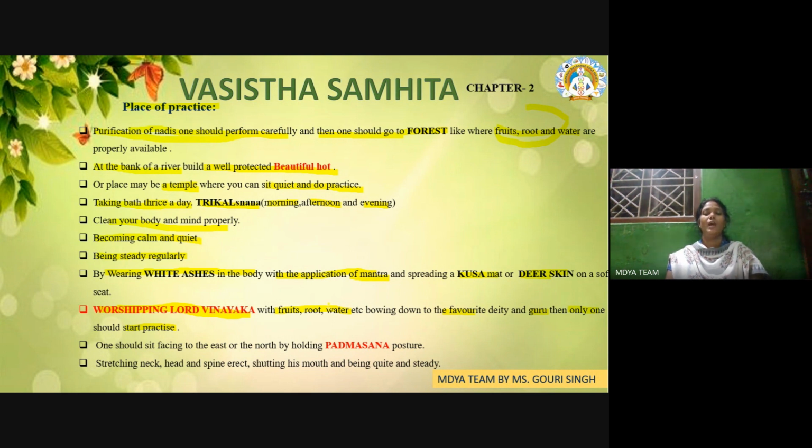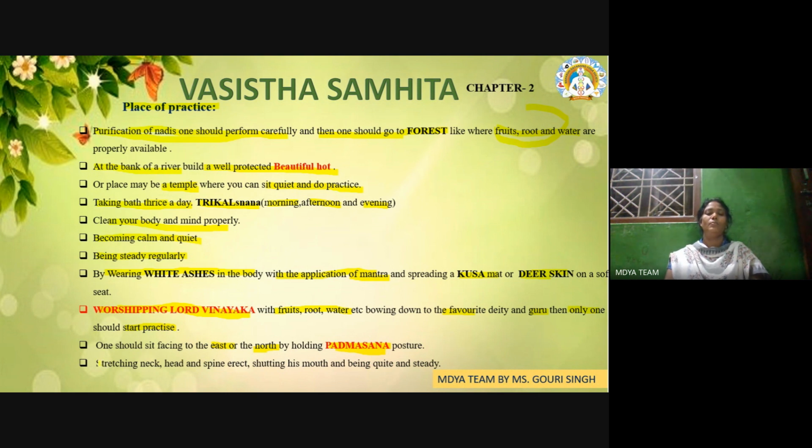Then when you start your journey towards liberation, you have to first worship Vinayak, then your favorite deity, then your Guru. Then start your practice. In which position? It is prescribed that you sit in the Padmasana posture. And in which direction do you need to face? When you sit on the deer skin or kusa, you have to face towards the east or north direction. Either east or north, but sit in the Padmasana posture and start your practice.